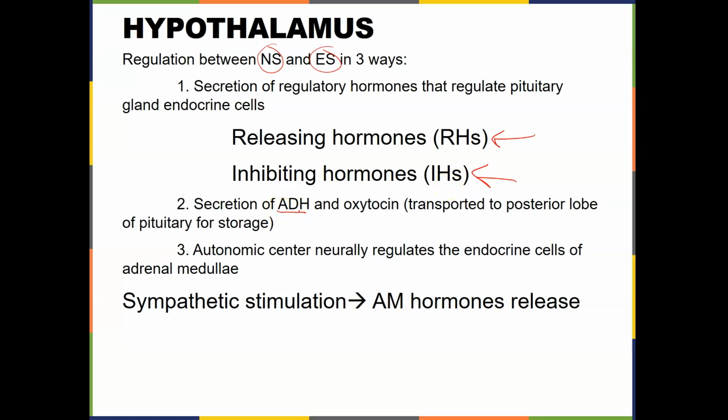ADH, antidiuretic hormone, or vasopressin, and oxytocin. They're transported to the posterior pituitary for storage. We'll see a picture of this in a minute.